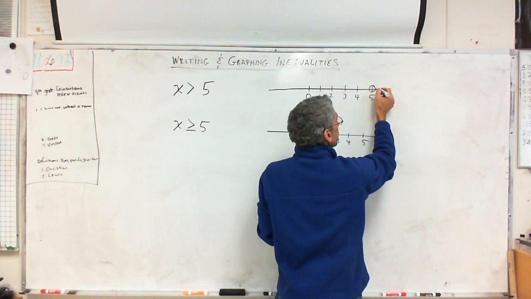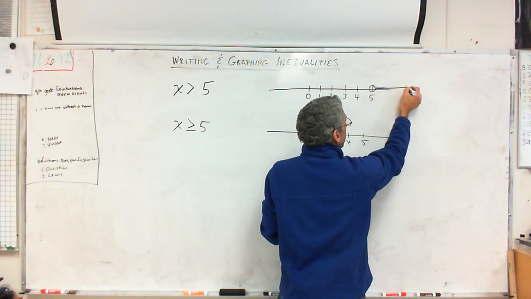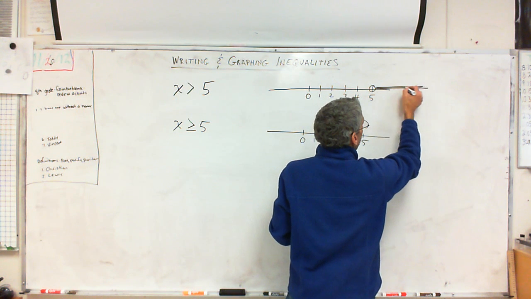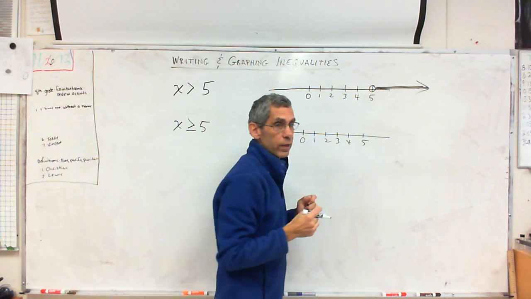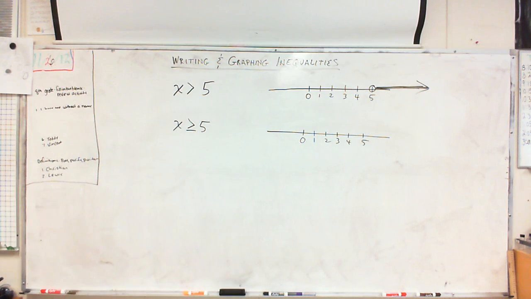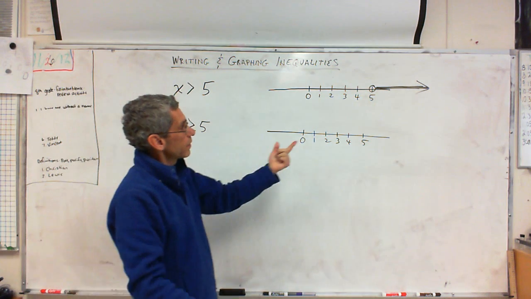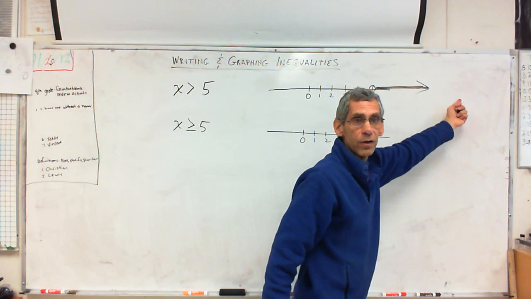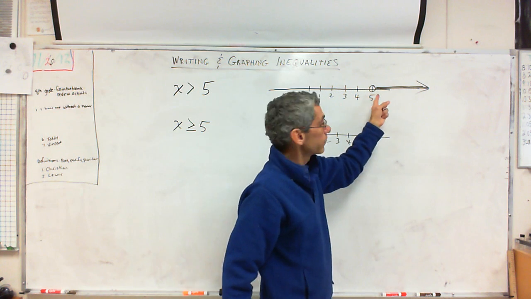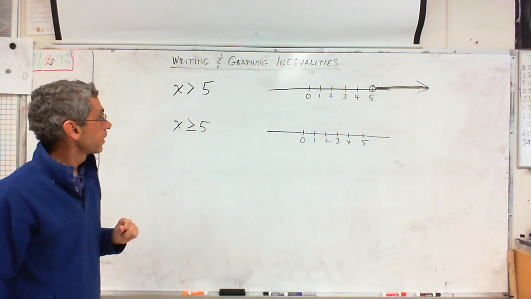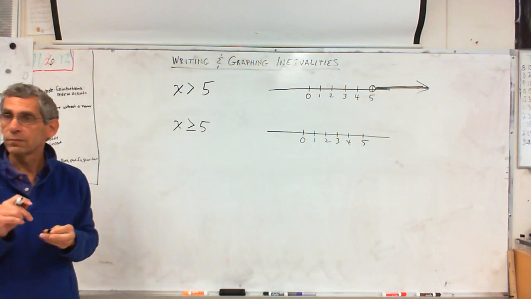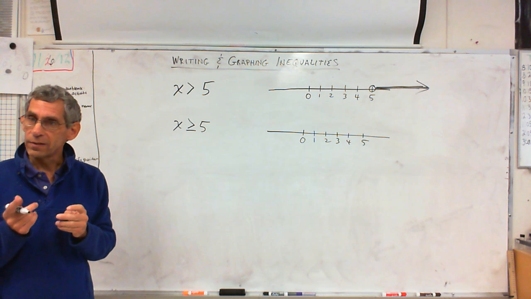So what I do is I take my pencil and I make a nice big heavy line and I put an arrow going that direction. X is bigger than 5, and that arrow tells me it goes on forever. X could be anything as long as it's bigger than 5. Does that make sense?